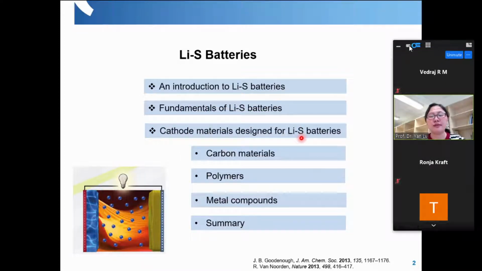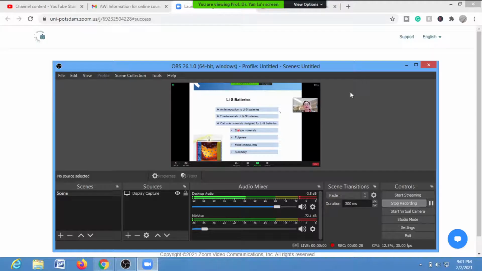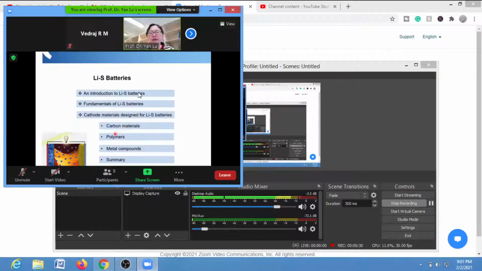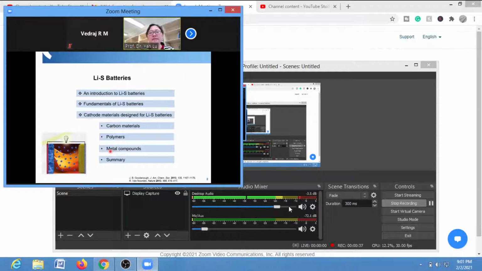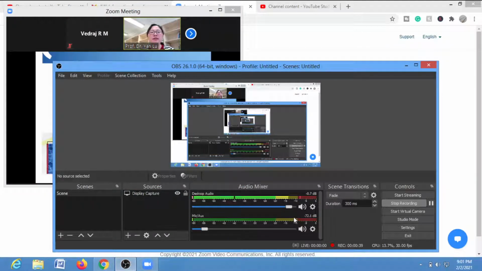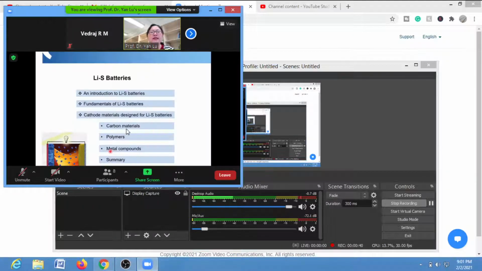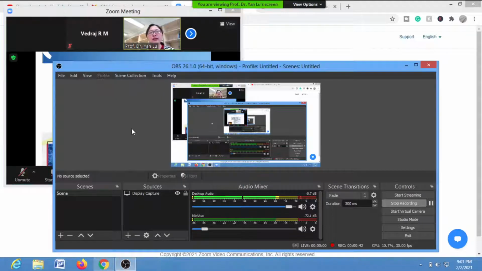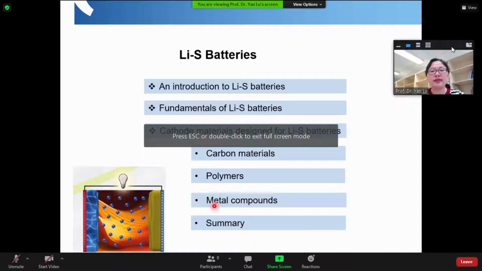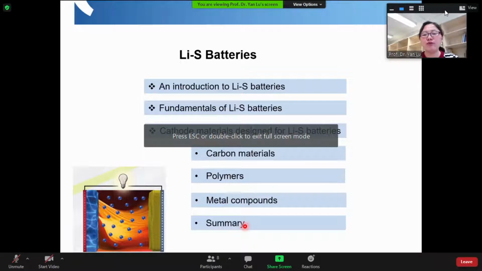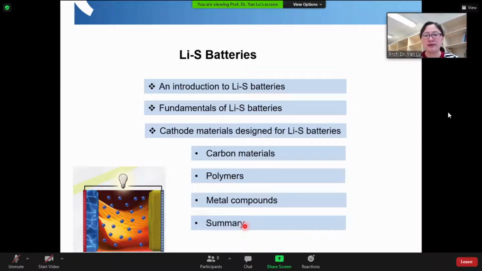for lithium-sulfur batteries. These cathode materials are mainly based on carbon nanomaterials. Sometimes polymer can also be used, and more recently, metal-based compounds like metal sulfide, metal oxide, or metal nitride are also very attractive cathode materials for lithium-sulfur batteries. And then in the end, I will give you a short summary about this part.